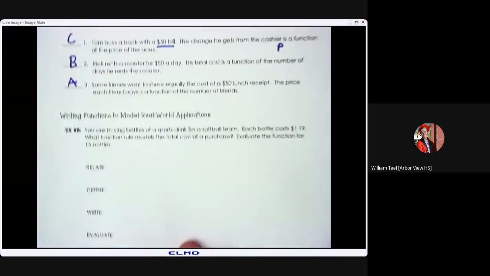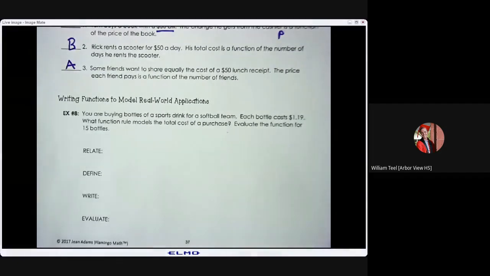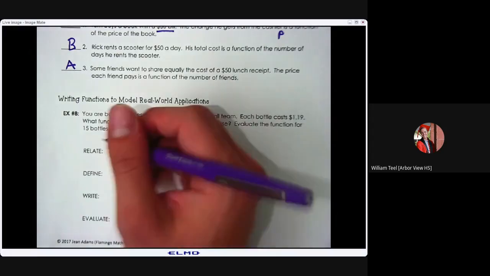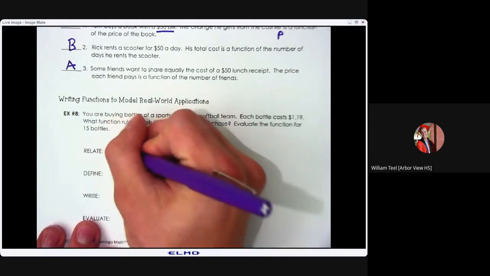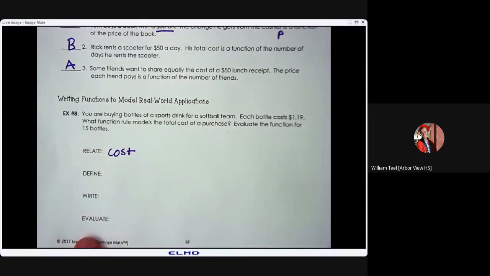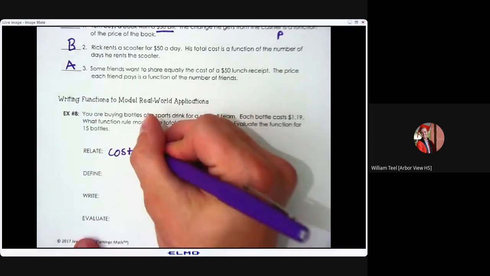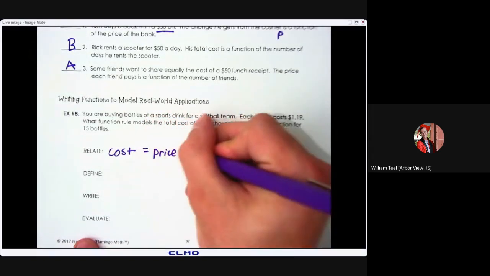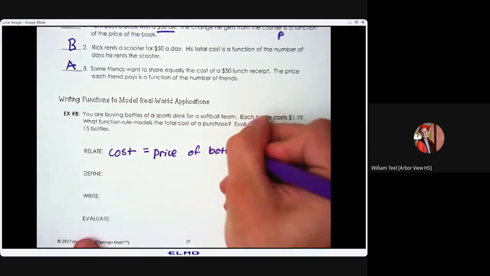Moving on to example number 8: writing functions to model real-world applications. You are buying bottles of a sports drink for a softball team. Each bottle costs $1.19. What function rule models the total cost of a purchase? Evaluate the function for 15 bottles. I'm first going to go ahead and relate some things. Again, we're buying bottles of a sports drink for the softball team, each costing $1.19. What function rule models the total cost? The cost is going to be the price of the bottle times the number purchased.